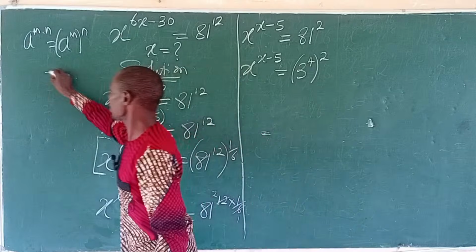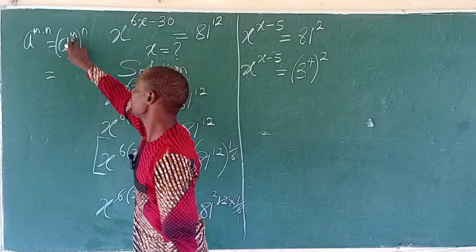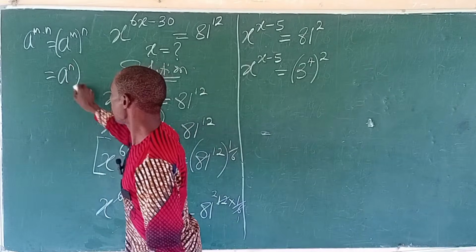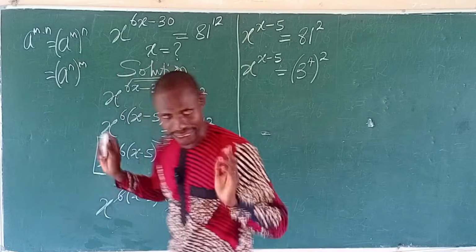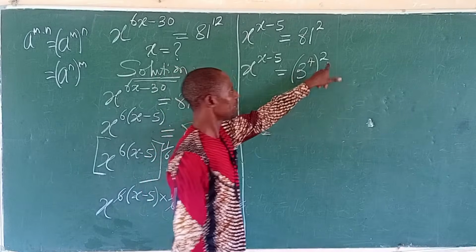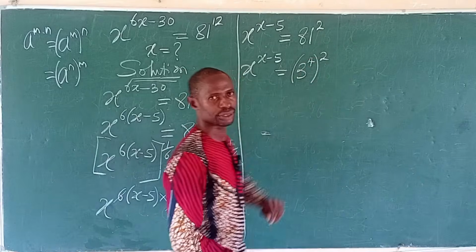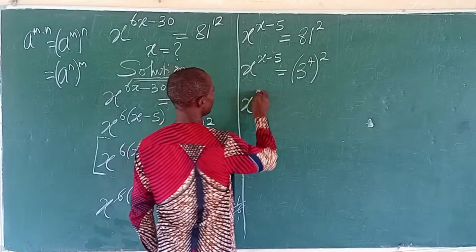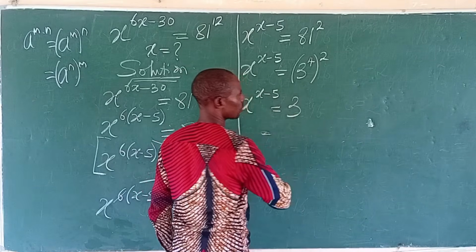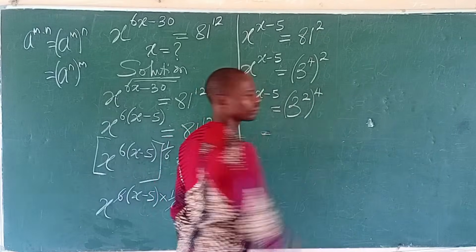In this law, I can bring this n in and take this m out, so this is the same thing as a to the power of n, all raised to the power of m. Look at what we're having here now: 4 is inside, 2 is outside. So I want to bring the 2 in and take the 4 out. And so we're going to have x to the power of x minus 5 is equal to 3 to the power of 2, further raised to the power of 4.